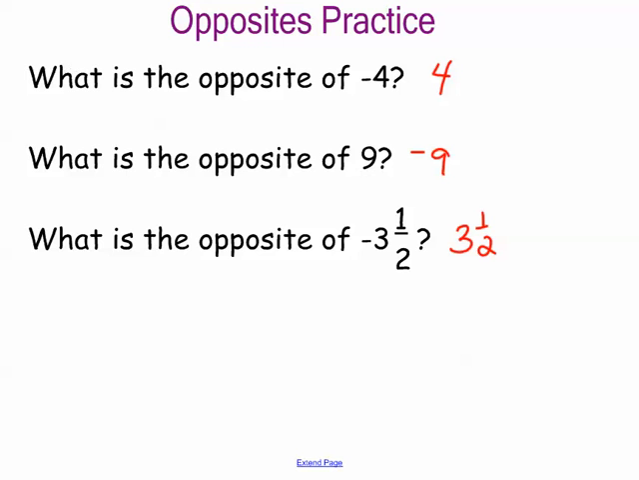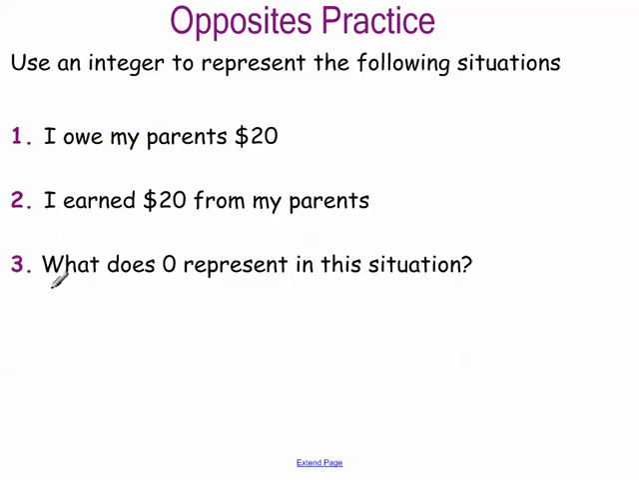Okay? All right, now let's look at the opposites if I'm dealing with real world situations. So if I owe my parents $20, that's like saying I'm at -20 because I owe somebody. So the opposite of owing my parents $20 would be a positive $20. If I earned $20 from my parents, that's a positive 20. So the opposite of earning $20 from my parents would be owing them $20, which would be a -20. Do you see the difference there? Do you see those words? Remember we talked about those words yesterday? Debt, withdraw, owing, all of those positive and negative words.